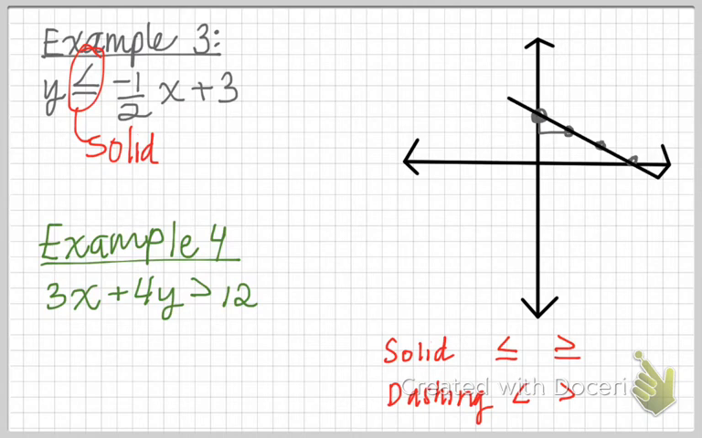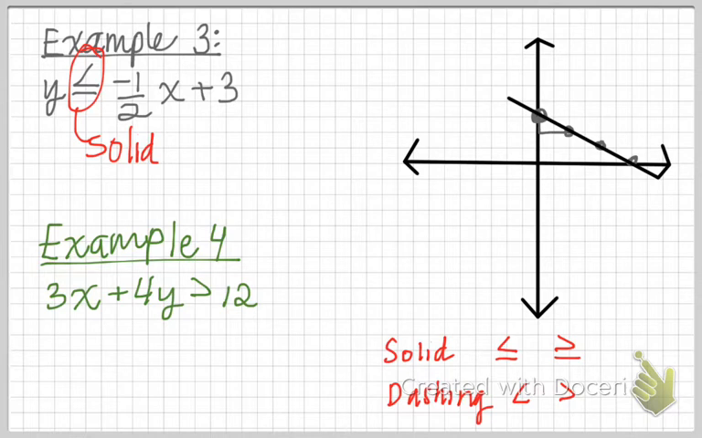Now this is still just a line. It's not an inequality until I have to decide on the shading. So the key is I'm either going to shade below the line or above the line, and that represents all of the solutions that make the inequality true.